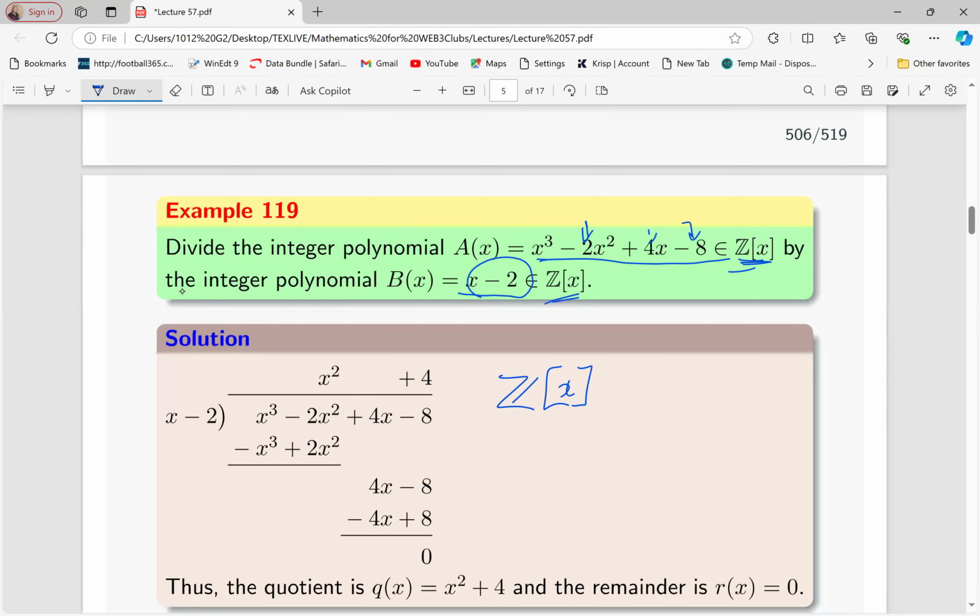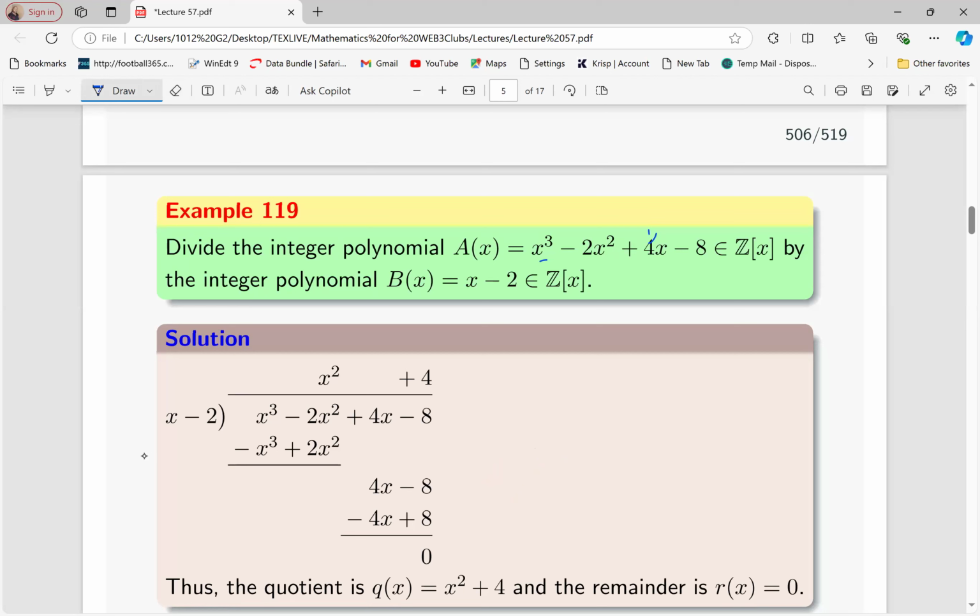Now, after this, we shall look at where the coefficients are integers mod n or mod p, and we shall look at that example again, where the coefficients are integers mod p. But this time we just talk about coefficients being integers. So once you know how to do this, then it will be easier to do when the coefficients are integers mod p.